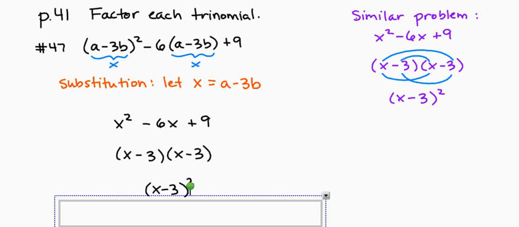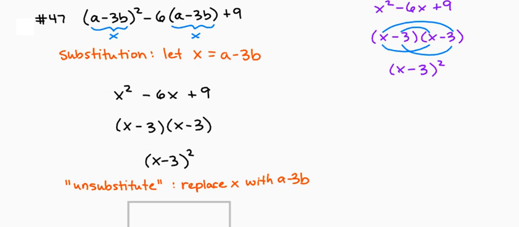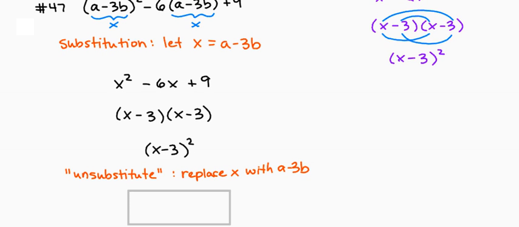Now, we're not quite done because our problem was given to us in terms of the variables a and b. So we need to give our answer in terms of the variables a and b. X was a temporary substitution, so I like to say our next step is to unsubstitute. And that might not technically be a math word, but in other words, we're going to put the a minus 3b back in place of x. And this is our answer.